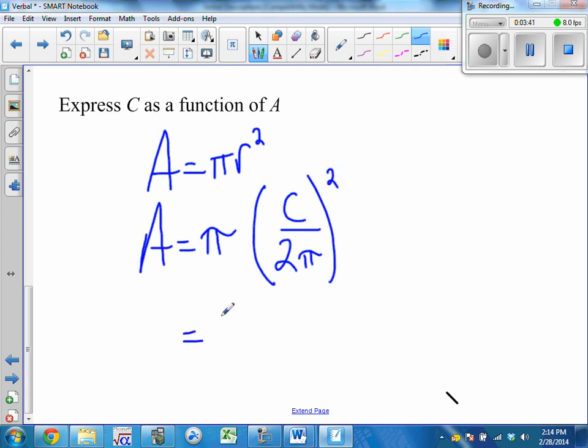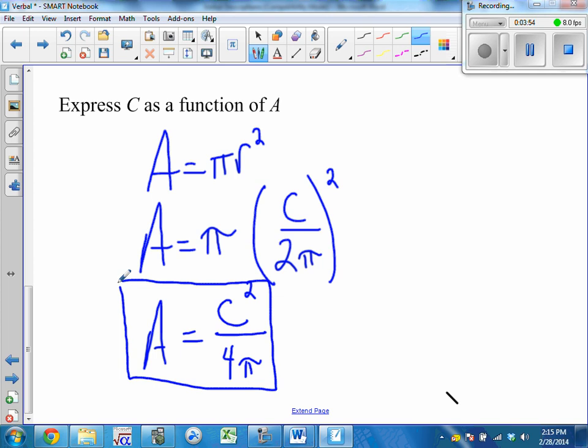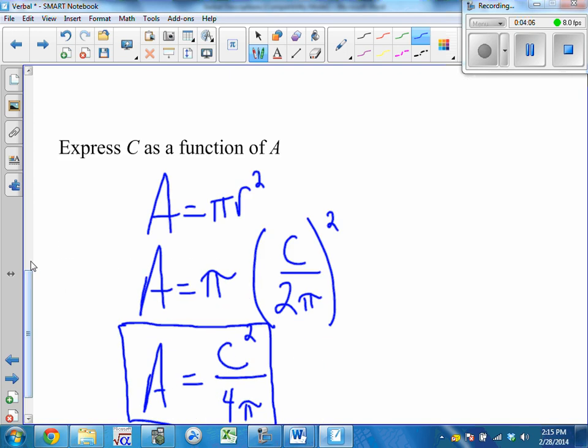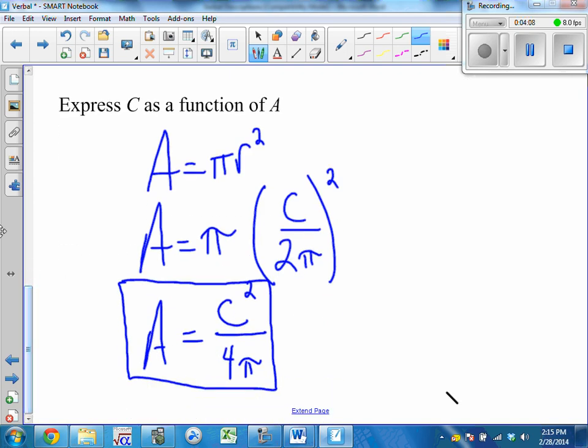And if I simplify this, I would get c squared over 4 pi. Now, think about what this does. This is a formula for the area of a circle that doesn't include the radius. If we go back to our pond analogy, if I just walk around the pond, measure the circumference, plug it into this formula, now I have the area. That's kind of where we're going.